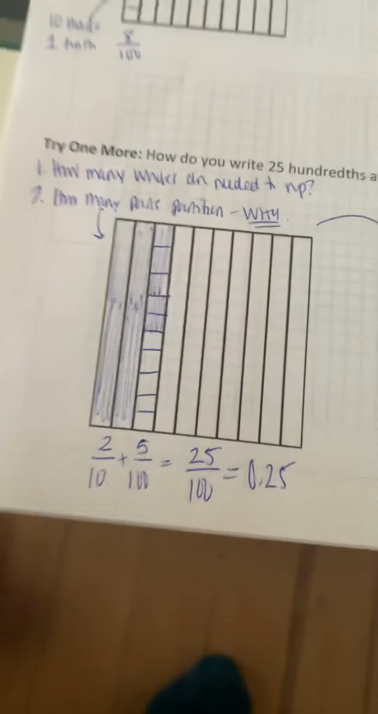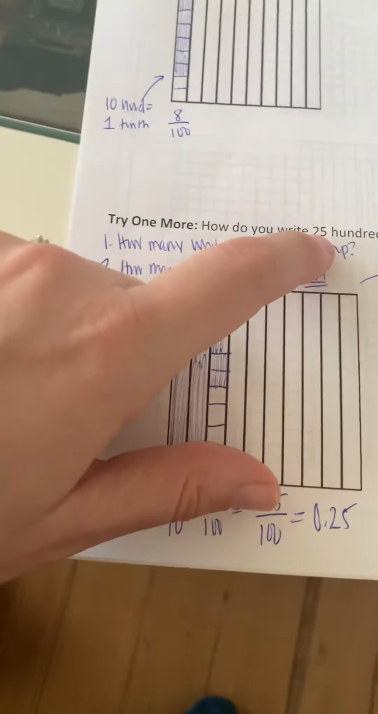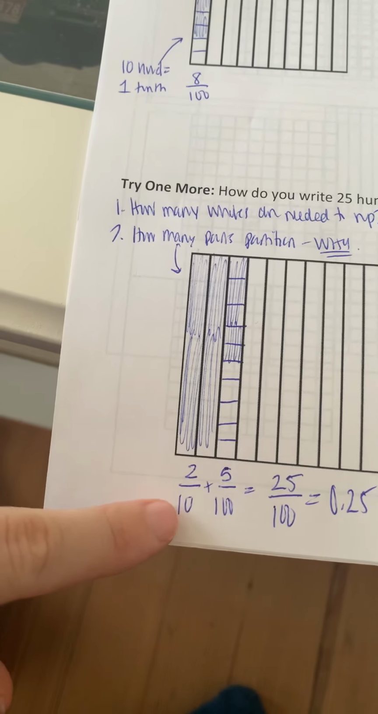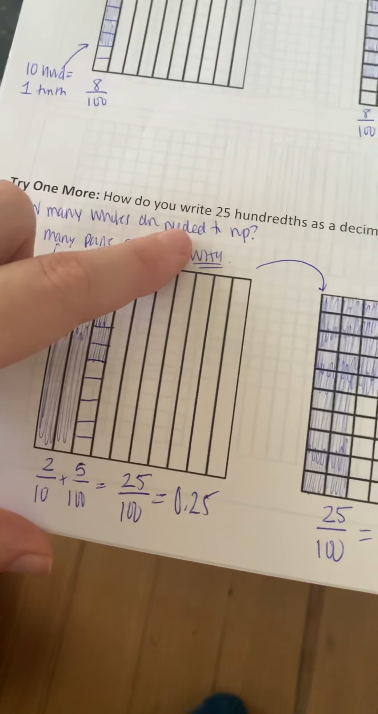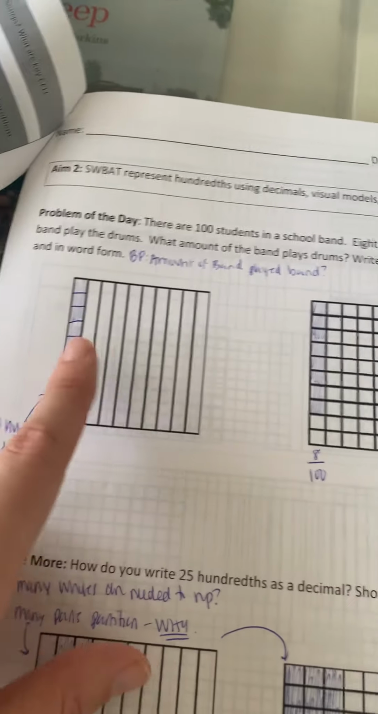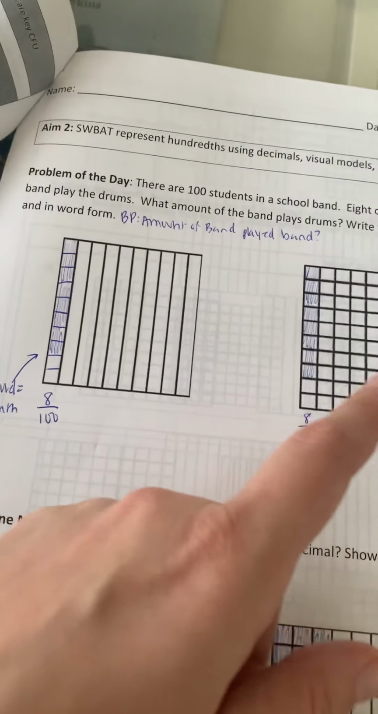So there's a way today of us partitioning. How many wholes do I need to represent 25 hundredths? Just one. How many parts do I need to partition my whole into? These ones could stay the same because 25 hundredths is made up of 2 tenths and 5 hundredths. And so today, let the kids jump in first. They're probably going to say, I don't know what to do with this one. And you'll say, okay, well, maybe try this one first.